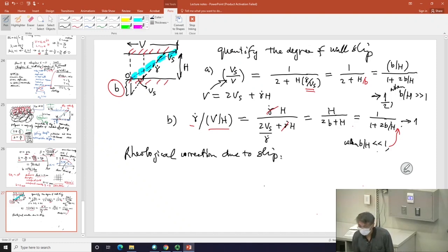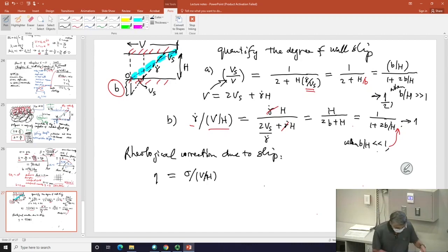So for example, you want to measure viscosity. And viscosity, of course, is stress divided by shear rate. And since you don't have any instrument to tell you that your shear is following this blue line or it's following the black line, all you know is it's V over H, because that's what you know. You don't know if inside it is undergoing V over H or it's undergoing shear rate of gamma dot.